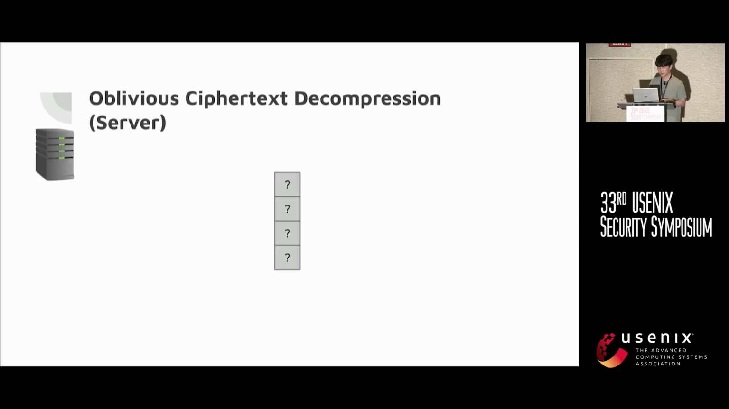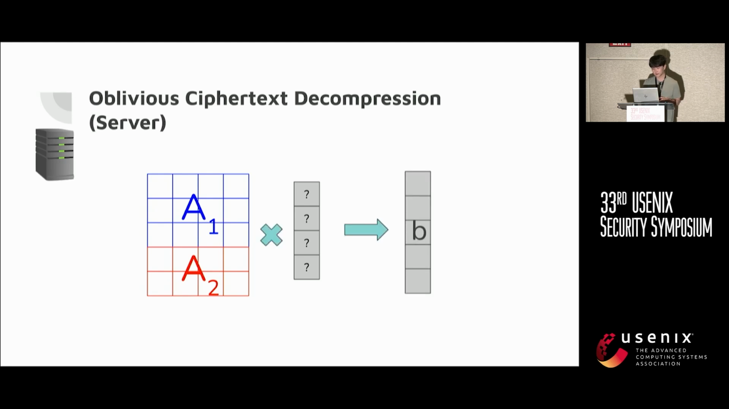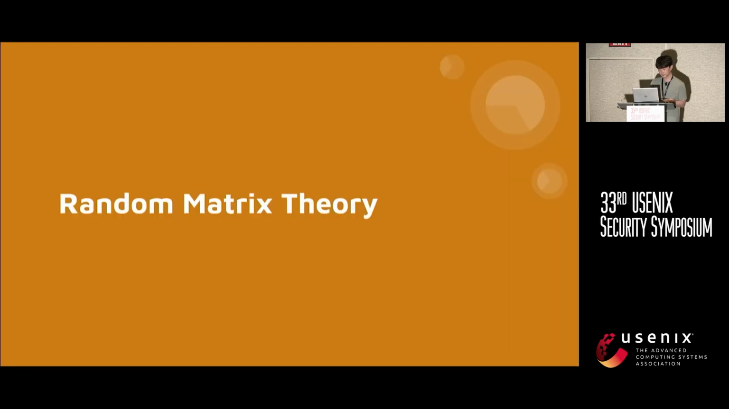And the server, upon obtaining this from the client, will perform the matrix vector multiplication as follows. And if you see what this turns out to be, the first k entries correspond to the entries that the client wanted to send. But the last n minus k, we don't really care what they are. So essentially what the server gets in the end is something that meets the problem requirement. And so in summary, a length n ciphertext is compressed down to (1 plus epsilon) times k ciphertext. And this involves communication from the client to the server. And we get similar qualities here.